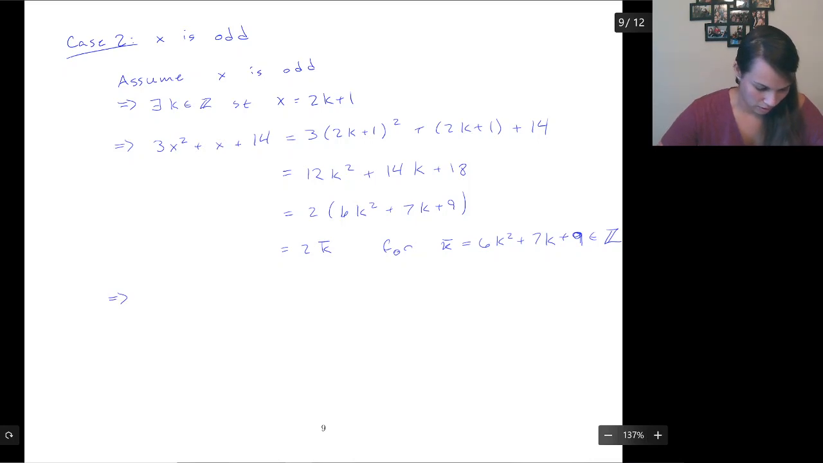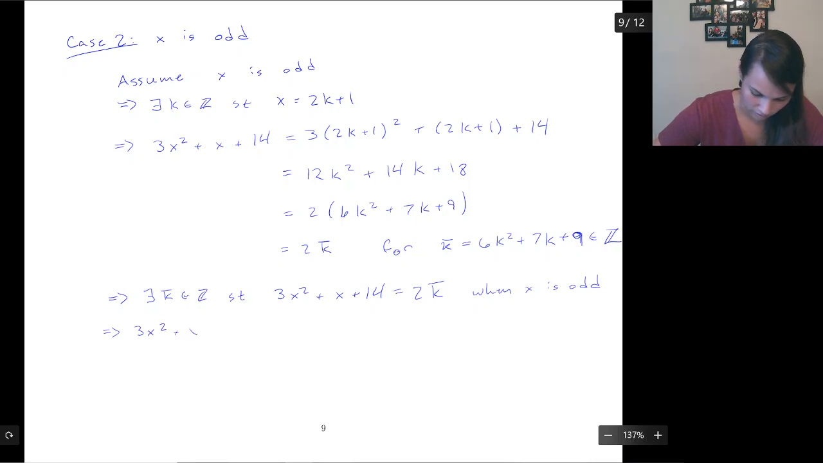So then we have found the k bar, an integer, so that we can write this as being equal to 2 times an integer. So then our expression is even when x is odd.